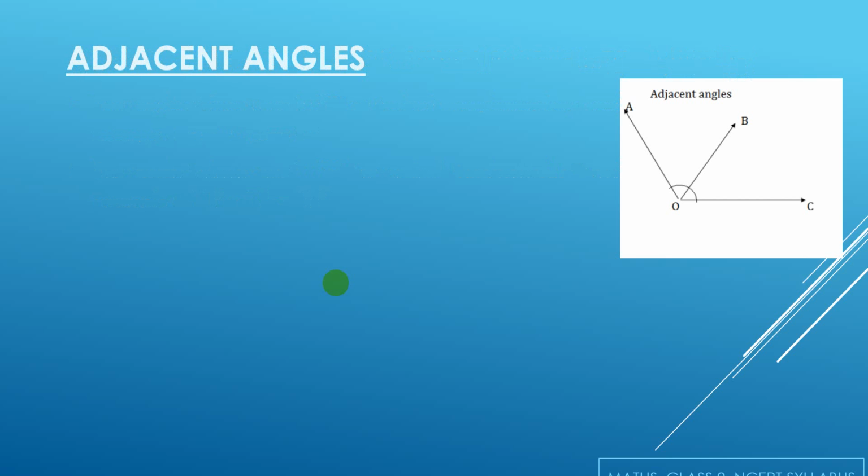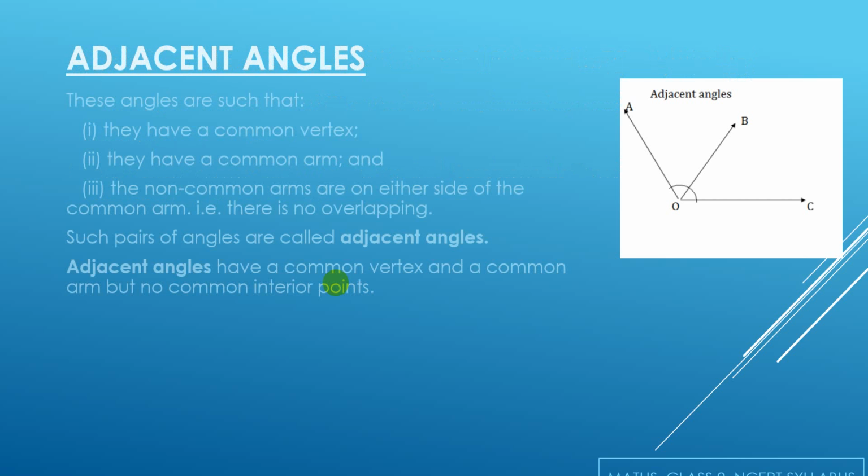Next we'll come to your adjacent angles. Now adjacent angles are two angles which have some conditions which they should satisfy. First, they have a common vertex. Second, they have a common arm. And third, the non-common arms are on either side of the common arm, and there is no overlapping. Now, we will understand these 3 points through this figure which is given here.